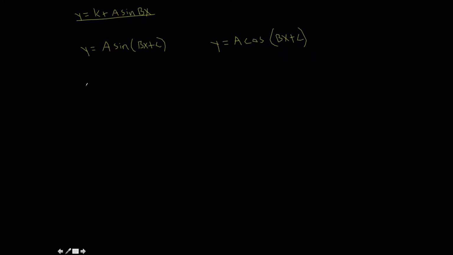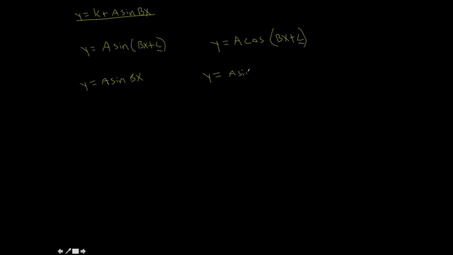So we know how to graph y equals a sine of bx or cosine of bx. And what this c does is it causes a horizontal translation in the graph. We call that horizontal translation a phase shift. So it causes a phase shift in our graph. So we know what the graph of this looks like.